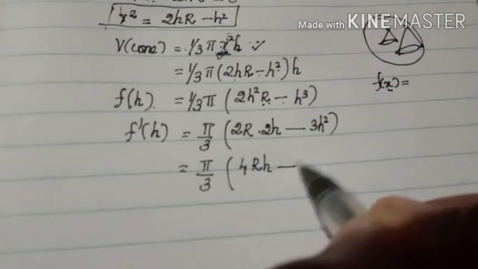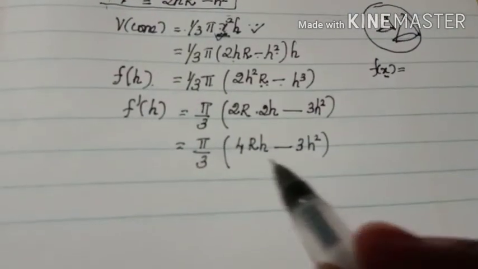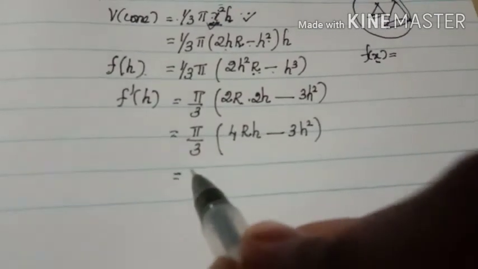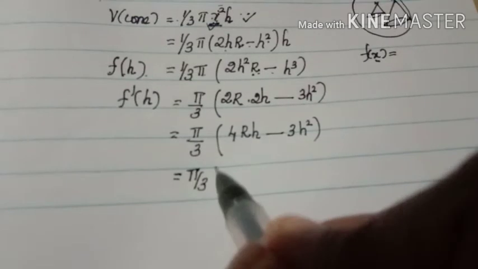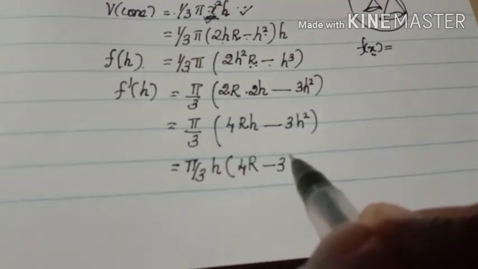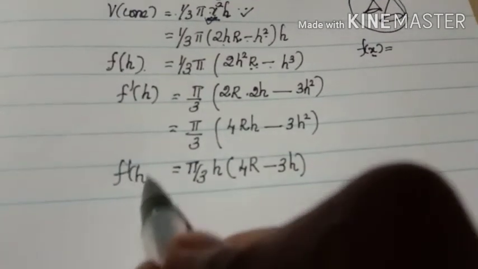4rh minus 3h square. Here what is common? h is common, so you can take h outside. So pi by 3h into 4r minus 3h. That is our f dash of h. Okay.